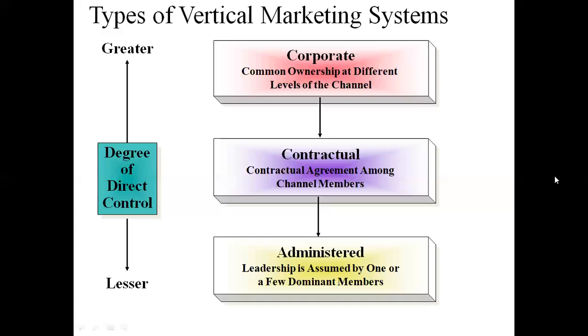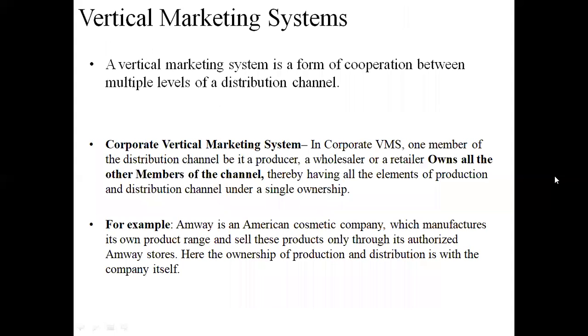So here we can see that there are three types of vertical marketing system: corporate vertical marketing system, contractual, and administrative. Let's see one by one what all these types of marketing systems are. So first we will discuss the corporate vertical marketing system.